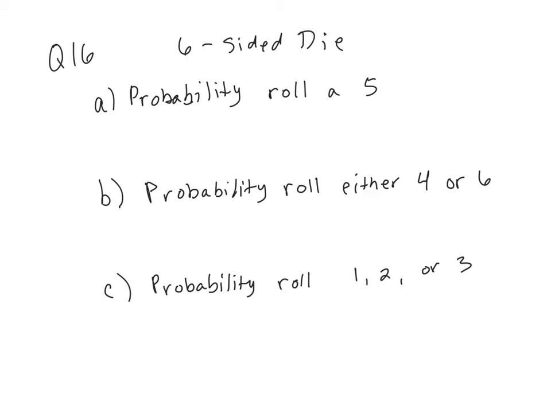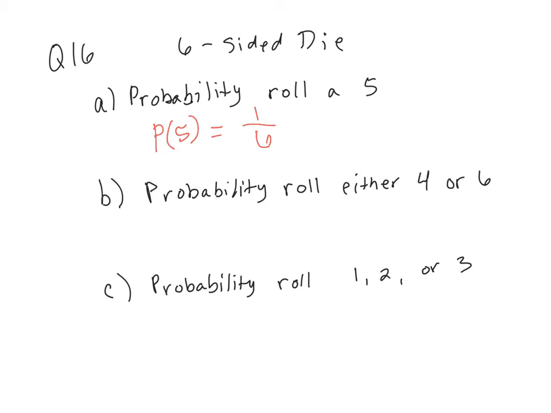So for A, we have a 6-sided die. Die is the singular word for dice. So we want to know the probability of rolling a 5. The probability of rolling a 5, we would write this as P of 5, is equal to the amount of 5s on the die, so there's only one, out of the total different numbers possible, which is 6. So the probability of 5 is 1/6.